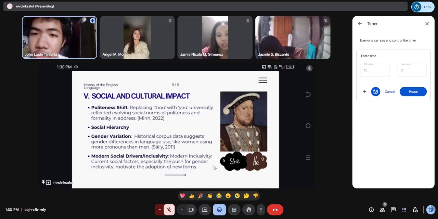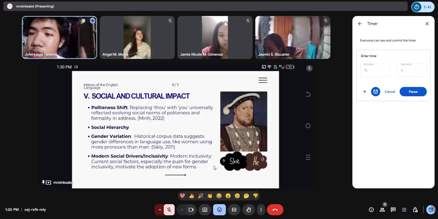Third is gender variation. Historical corpus data suggest gender differences in language use, like women using more pronouns than men. Even centuries ago, language use varied by social group, and studies of historical texts show measurable gender differences. For instance, women tended to use more pronouns than men, since pronouns are seen as more tied to interrelationships, like personal relationships, while men used more nouns for academic and informational text. Although not explicitly stated, narrative and interpersonal discourse supports that interpretation.